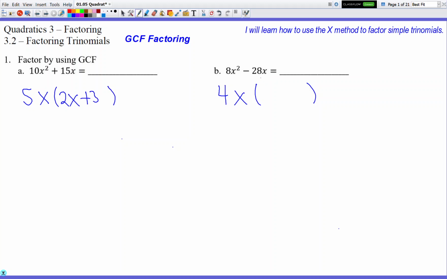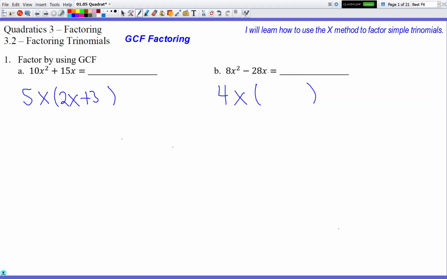So the type of question that you have to say to yourself as you're figuring out the 4 and the x, you just got to remember what to ask yourself. What number divides into 8 and 28 nicely, and what is the most x's either of these things can give away before running out? If you think of it that way, then doing this reverse distribution, GCF factoring, might get a little bit easier. Okay, but it just takes practice.